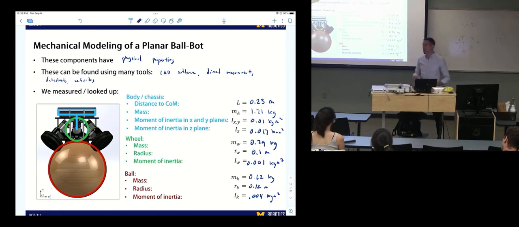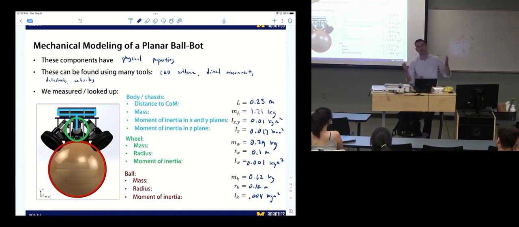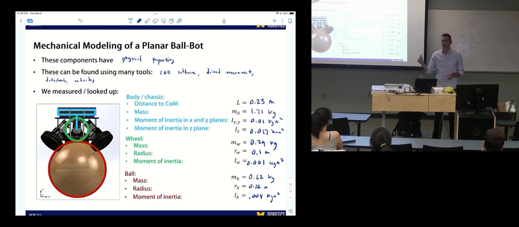Okay, so this is what you'd do as you begin your modeling process. You'll end up with a bunch of parameters that describe the physics, or mass and inertia, of your system. You have to keep track of those. So we kept track of them, and I'm starting here by just listing them for you.